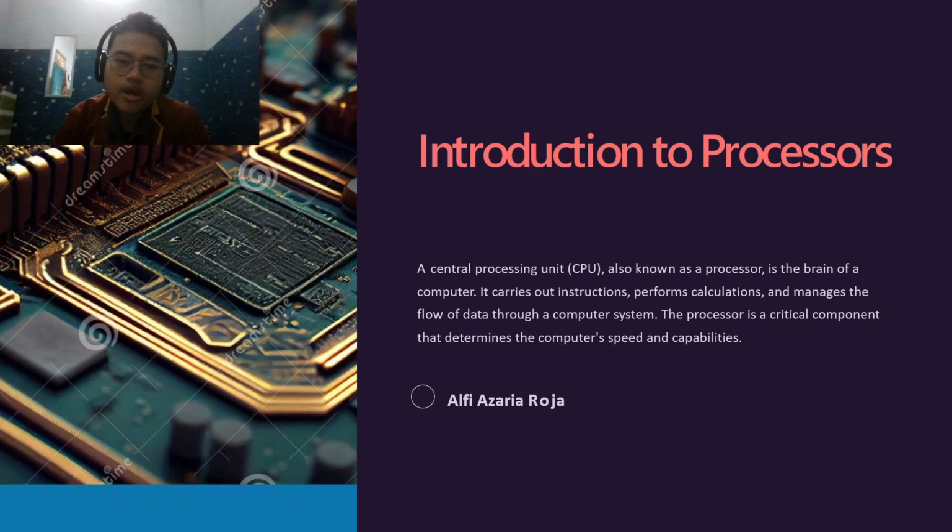IF23C with NPM 2331256. In this video, I will tell you about the material of processor. For the first one, I will introduce you to the processor. A central processing unit or CPU, also known as a processor, is the brain of a computer. It carries out instructions, performs calculations, and manages the flow of data through a computer system. The processor is a critical component that determines the computer's speed and capabilities. So there is the picture of a processor on the right.